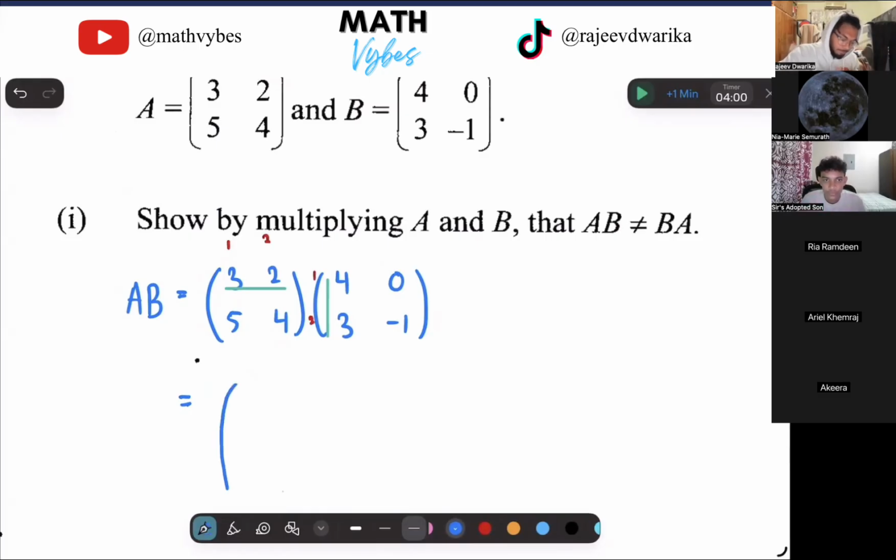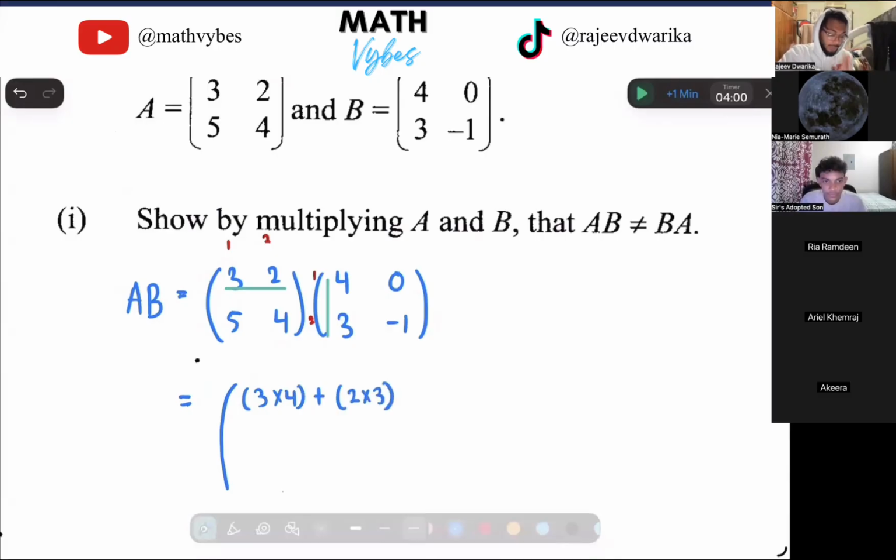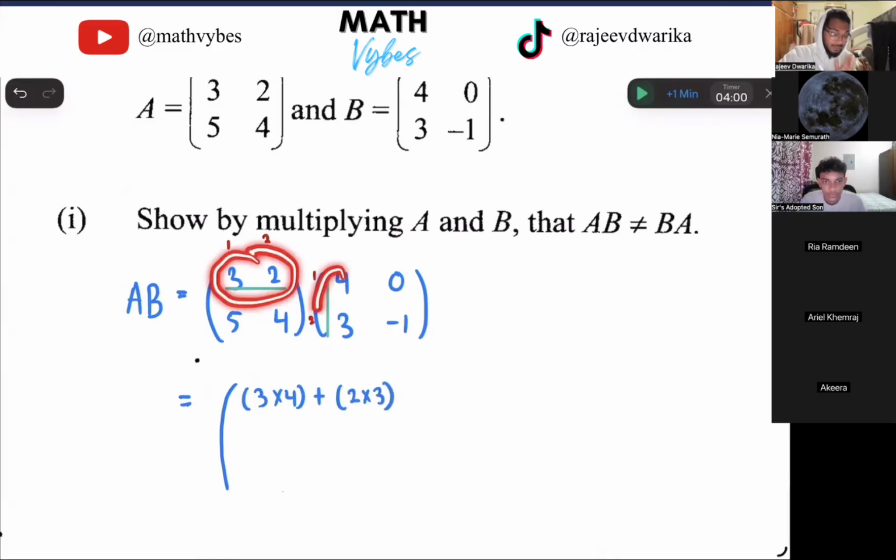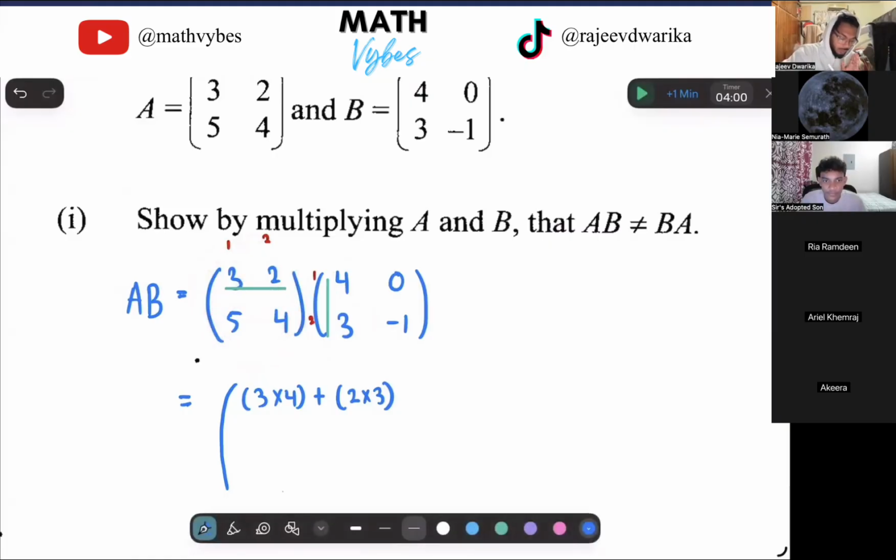So let me start off, right? I'm going to do 3 by 4, and I'm going to add 2 by 3. So we multiplied this row by this column. Are there any other rows in this matrix? Yeah, 5 and 4. So we're also going to multiply that by 4 and 3. So I'm going to multiply 5 by 4, plus 4 by 3.